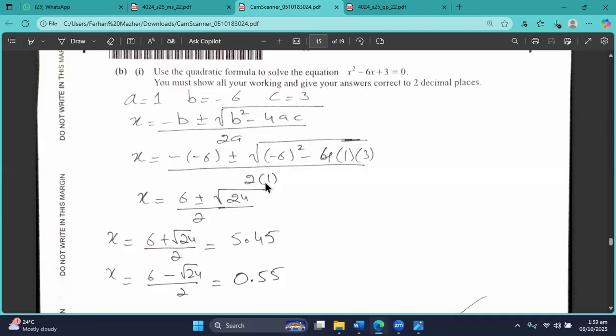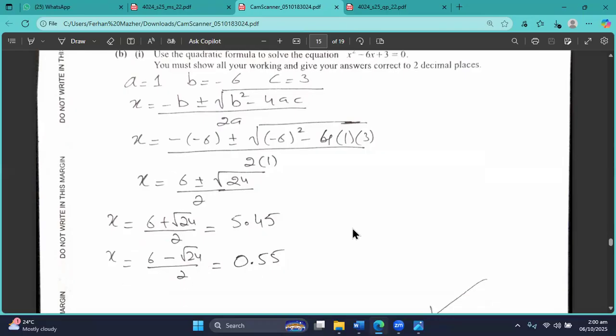So in the denominator we have 2 into 1. So this will be 6 plus or minus, when you do this calculation, root 24, divided by 2. So now there are two things: x equals 6 plus root 24 divided by 2, that will be 5.45. And x equals 6 minus root 24 divided by 2, that will be 0.55. Okay.